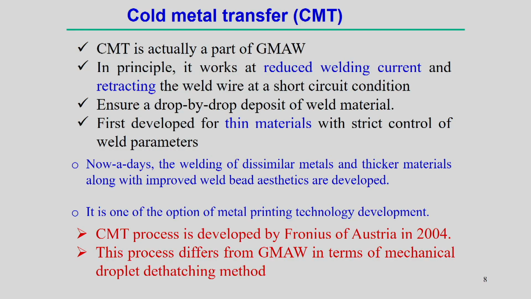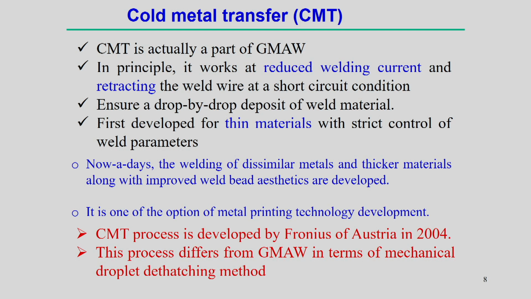Rather, short circuit metal transfer is more suitable for the development of additive manufacturing or a metal printer using the gas metal arc welding process. Now, apart from the gas metal arc welding process, CMT is also more precisely used for the development of additive manufacturing technology. But of course, I already mentioned that CMT is specifically a part of the gas metal arc welding process. In principle, it uses a reduced welding current and retracts the welding wire at short circuit conditions. So, that is why it ensures a drop by drop deposit of the weld material, but it is controlled.